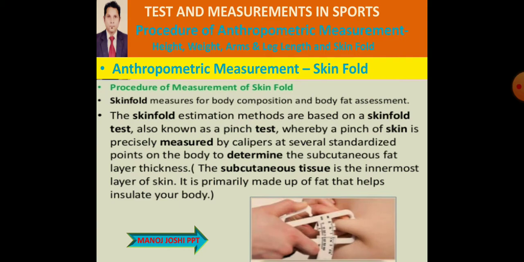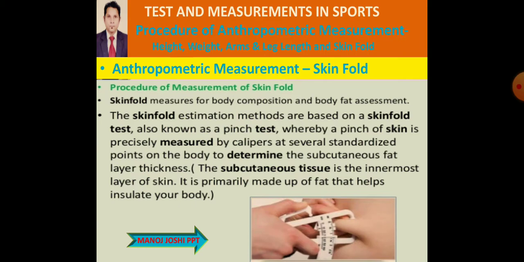There is a caliper in this picture. We can see the caliper by which we are holding the skin fold, and it will tell the measurement, which is in the form of a scale here. There is a spring in between the two arms of the caliper, by which the skin fold is measured as it increases. So this gives the subcutaneous fat layer thickness.